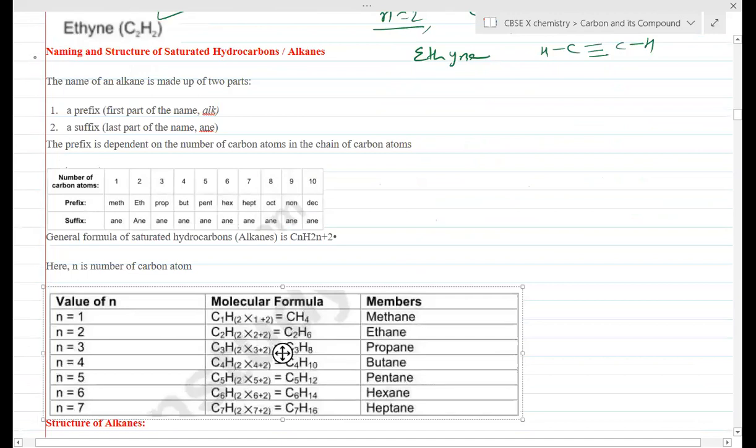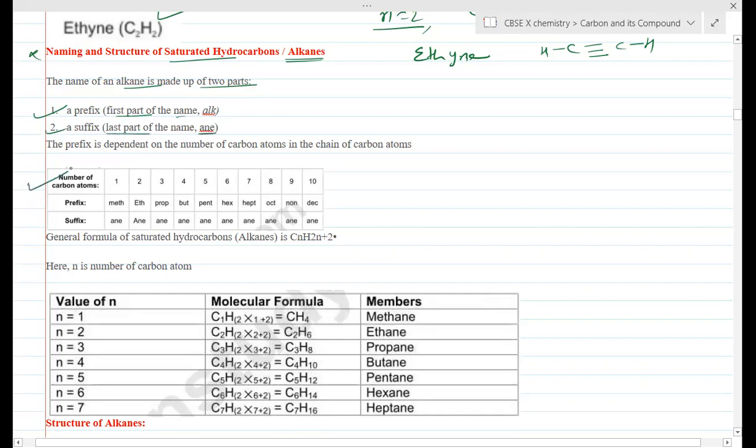Okay, namings and structure of saturated hydrocarbons, that is alkanes. So the naming of alkanes is made up of two parts. One is what? A prefix, the first part of the name, and a suffix, the last part of the name, that is ane, we are using.